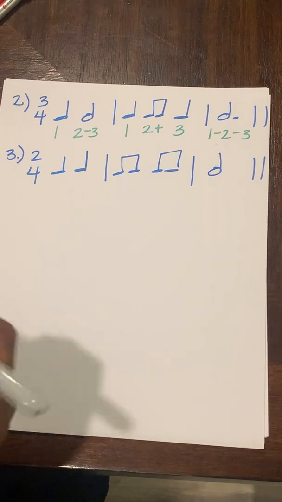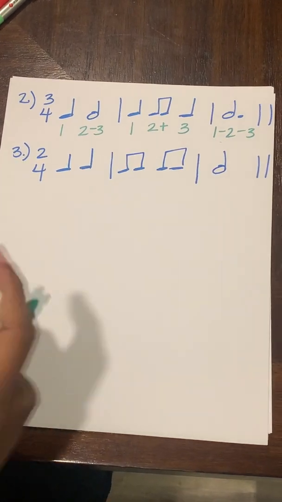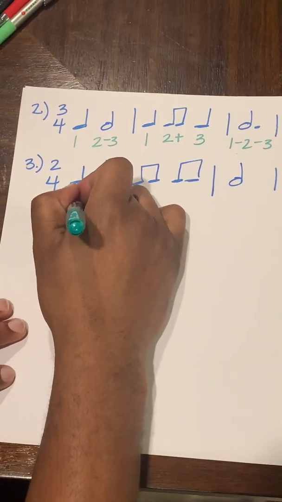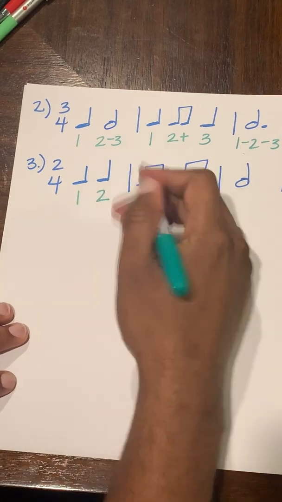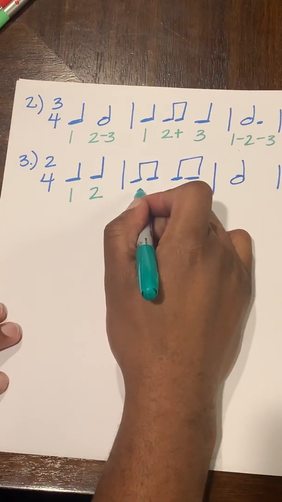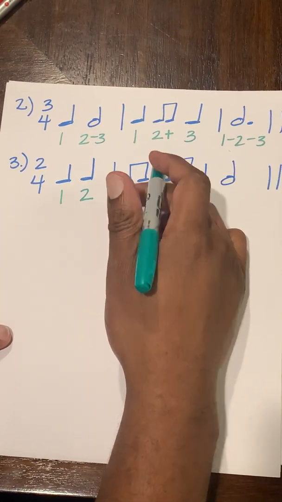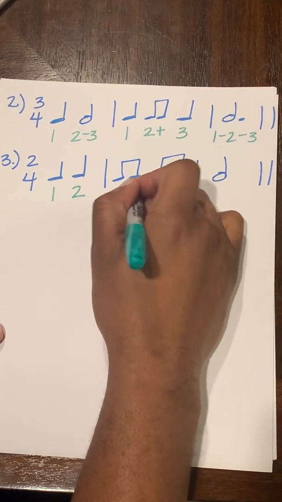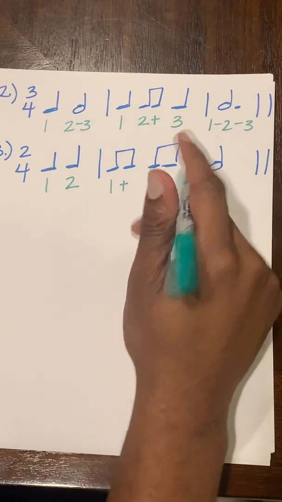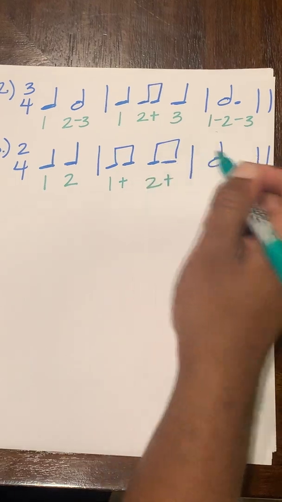All right, let's write our beats in. Again, we are in 2/4. This eighth note here falls on beat 1, so you will write 1 and. This eighth note falls on beat 2, 2 and.